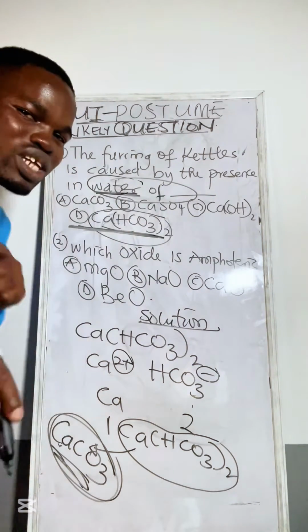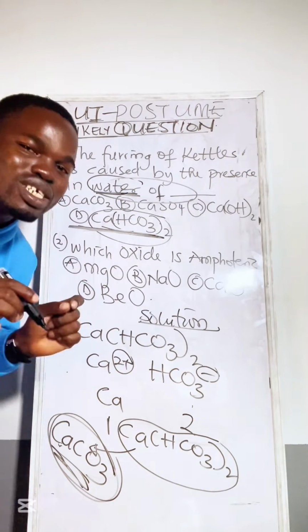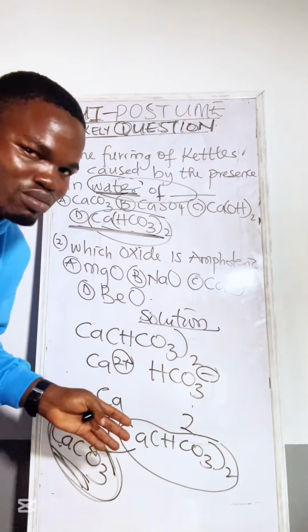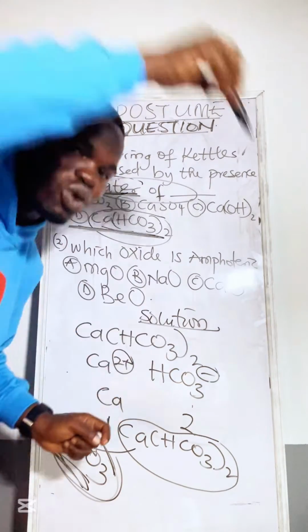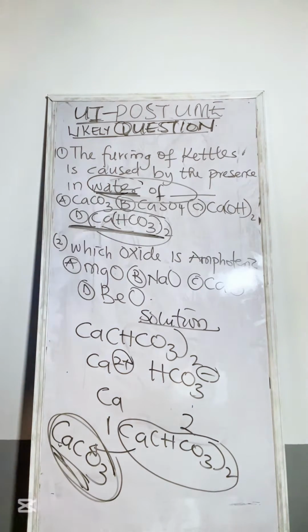But they could ask you in another way and tell you that the fur, that thing that you see in the kettle, is because of the presence of dash. It's different from because of what is in water. Do you understand? So please take note of that. So the answer to this question is option D.